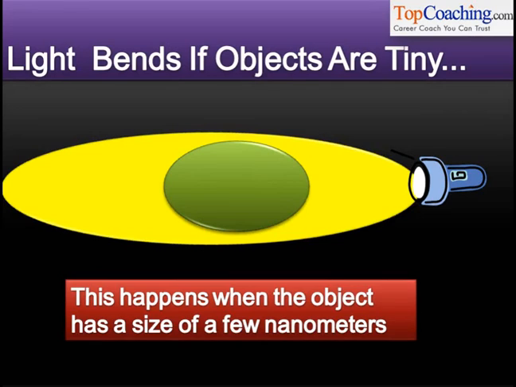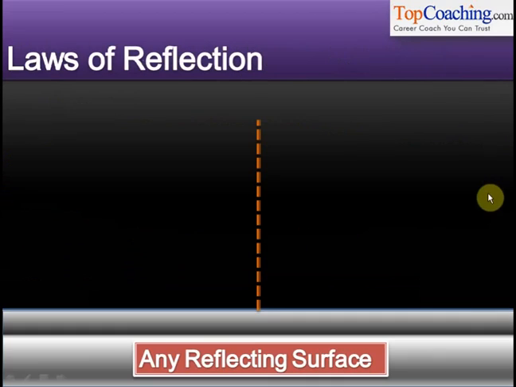This is a phenomenon, however, that you will study later in class 11th and class 12th. Understood? This special phenomenon of light bending around very tiny objects is actually called diffraction. So you'll study about all this in later classes. For now, you must assume that light travels in straight lines. Let's get back to our discussion related to the reflection of light.